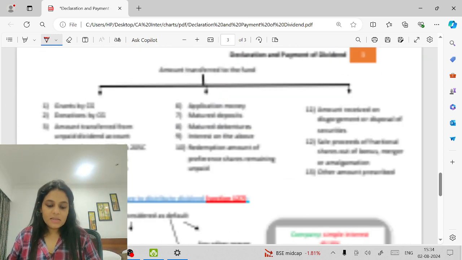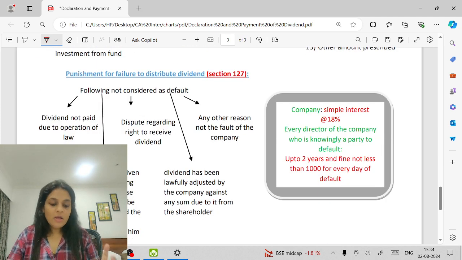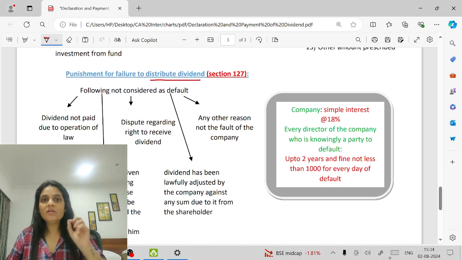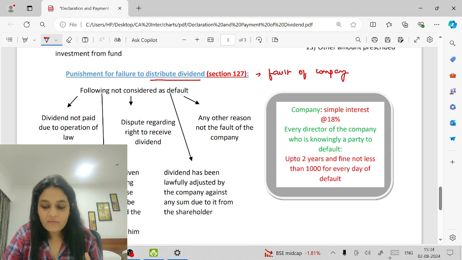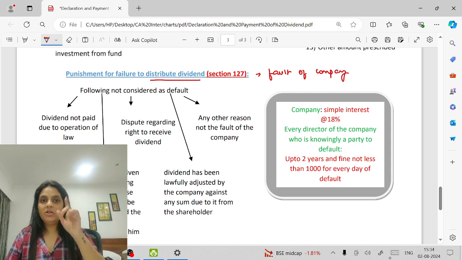Now, the last section here, section 127, punishment for failure to distribute dividend. What happens if the company fails to? Now, this is the fault of the company. Section 124 was not the fault of the company. That was where the member did not claim it. Here, the company did not pay.